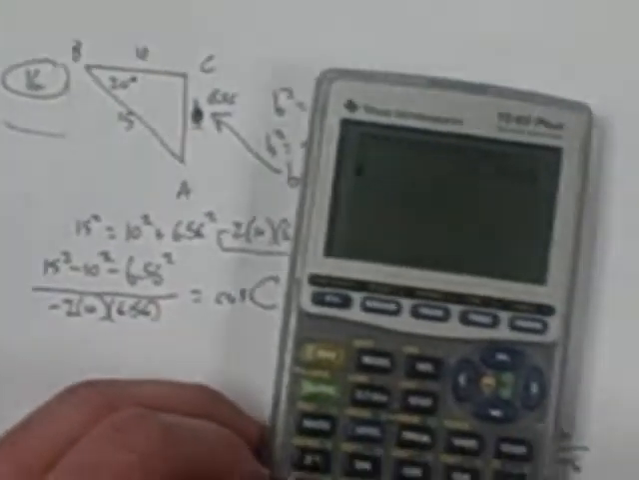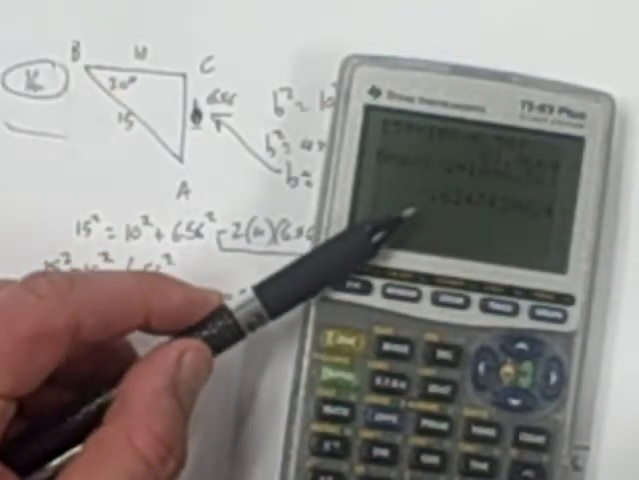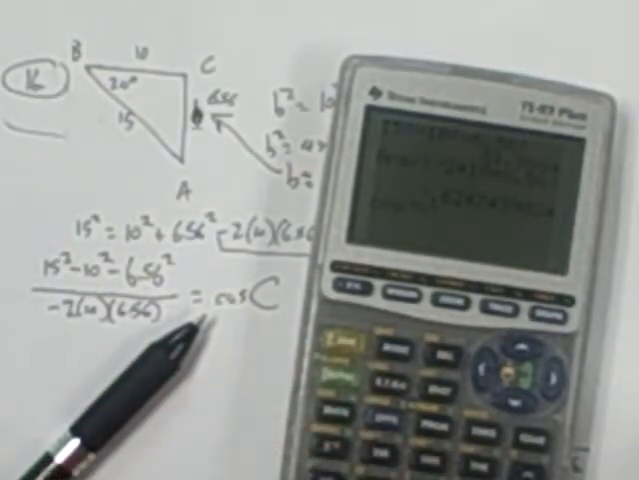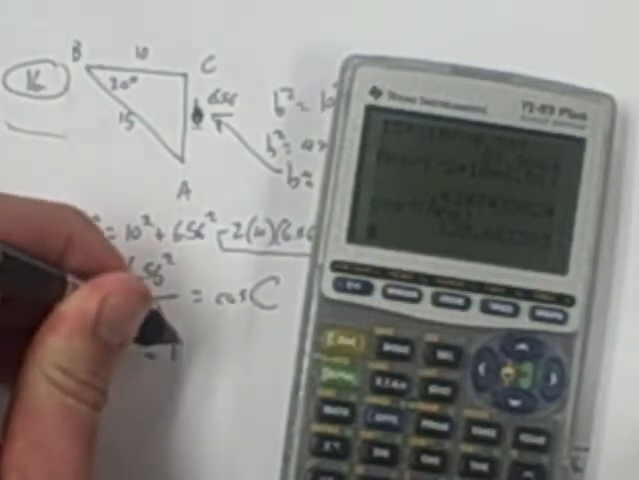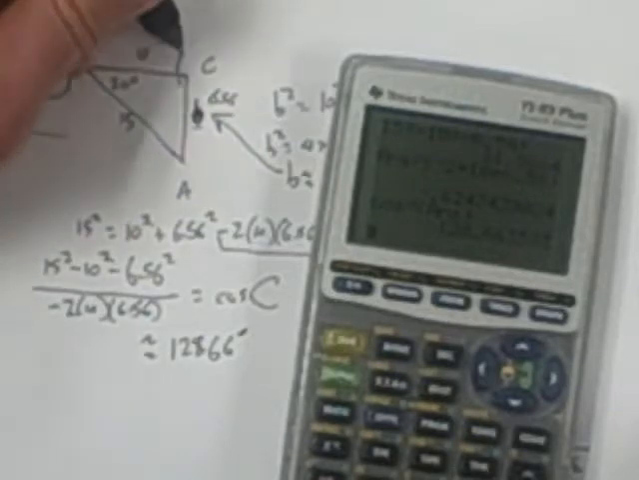So let's do it. 15 squared minus 10 squared minus 6.56 squared. That's something. And then I'm going to divide that by, in parentheses, negative 2 times 10 times 6.56. So I get that number. That negative number is telling me this is going to be an obtuse angle, so I'm going to go inverse cosine of that value. And I get about 128.66 degrees.